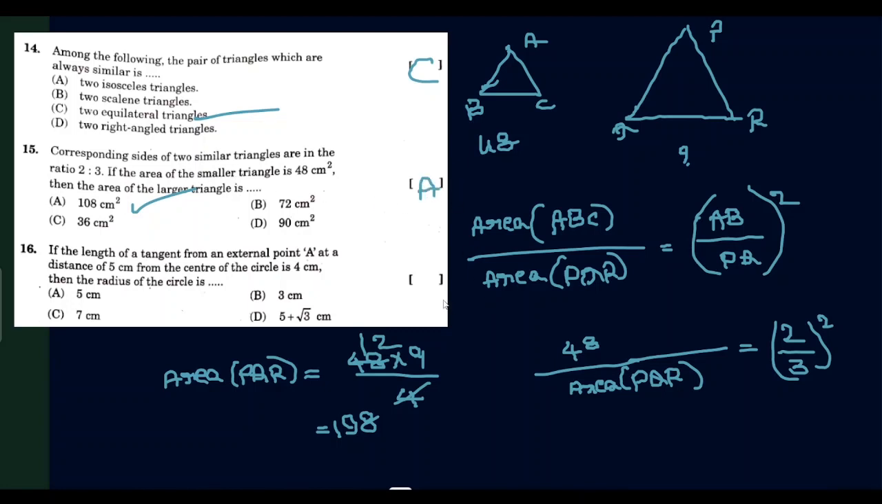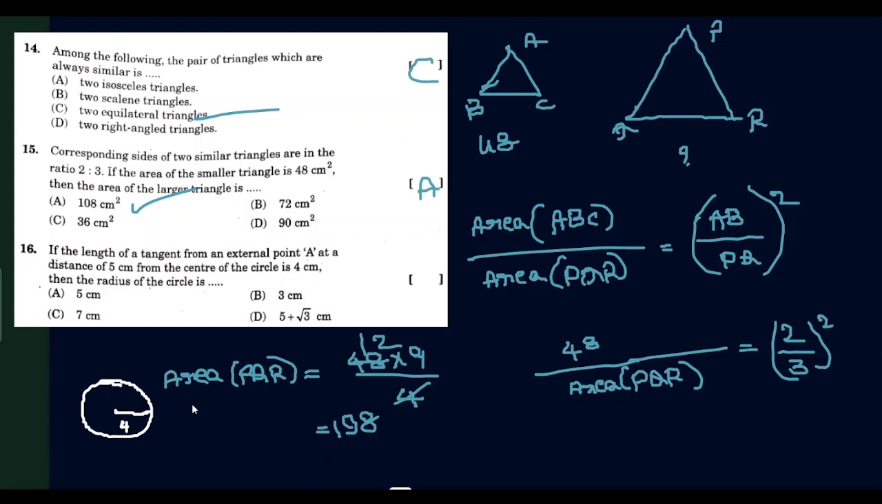Next, the length of the tangent from an external point at a distance of 5 centimeters from the center of the circle is 4, right? Then he's asking for the radius of the circle. Simply try to draw the diagram from this question. So what is being asked? It is a circle of radius 4, and the length of the tangent from the external point A.